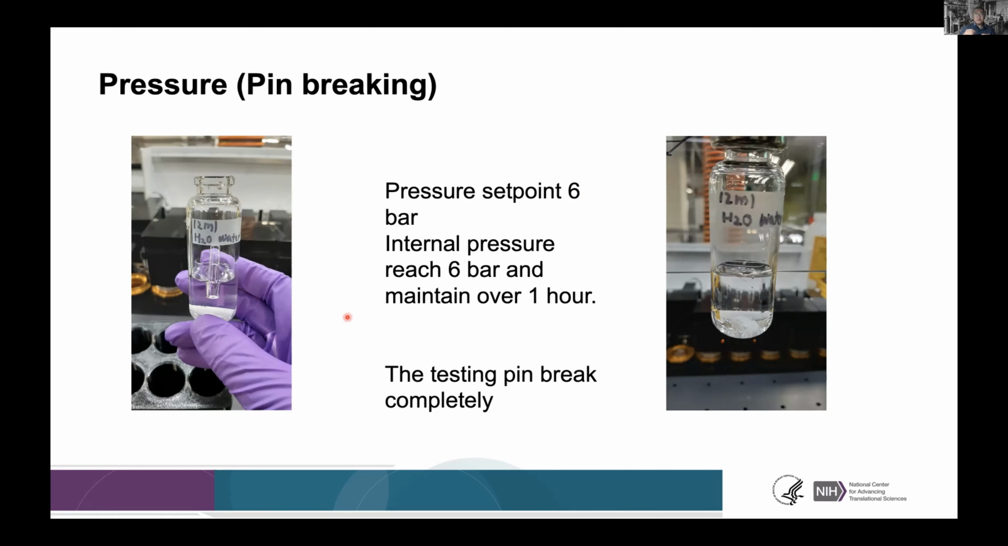So before we did the offsetting, or with overshooting the pressure, we could not achieve 100% breaking. But by adding one more bar to our settings, we can achieve a successful pin break every time. Also, we can maintain the pressure inside the reactor over 1 hour without any decrease in pressure. So this is the testing we have done for all these 4 functions we're talking about.